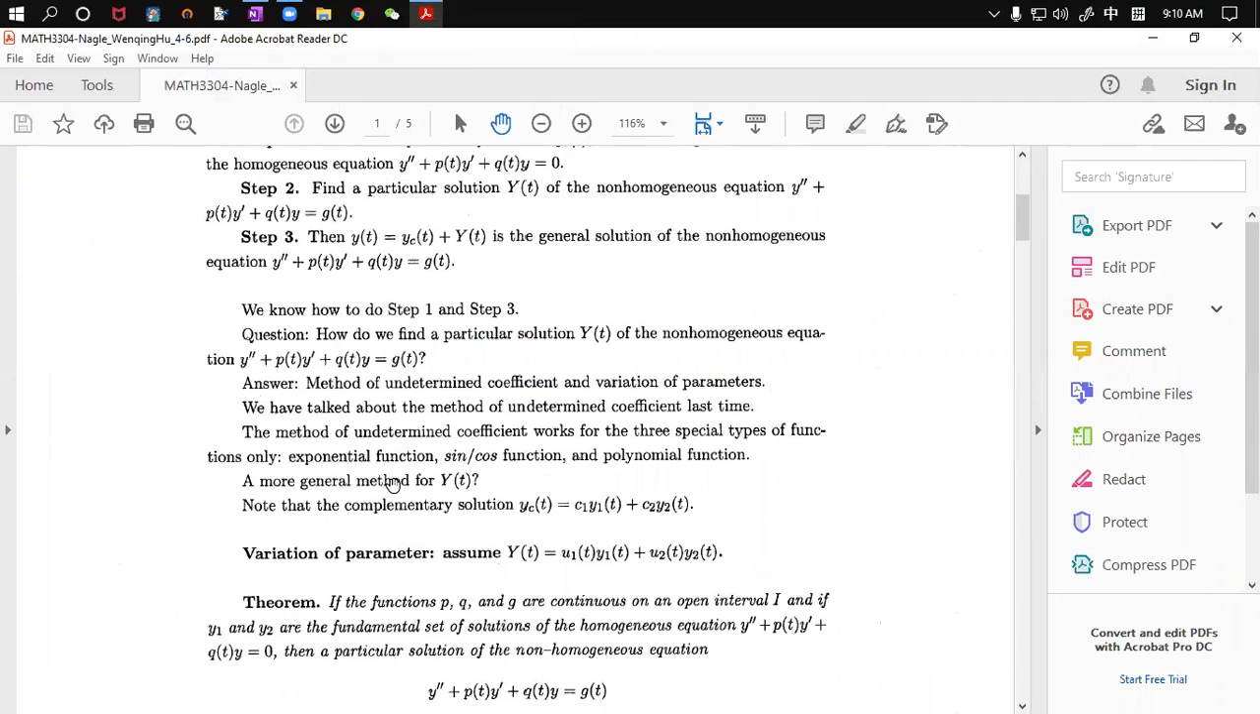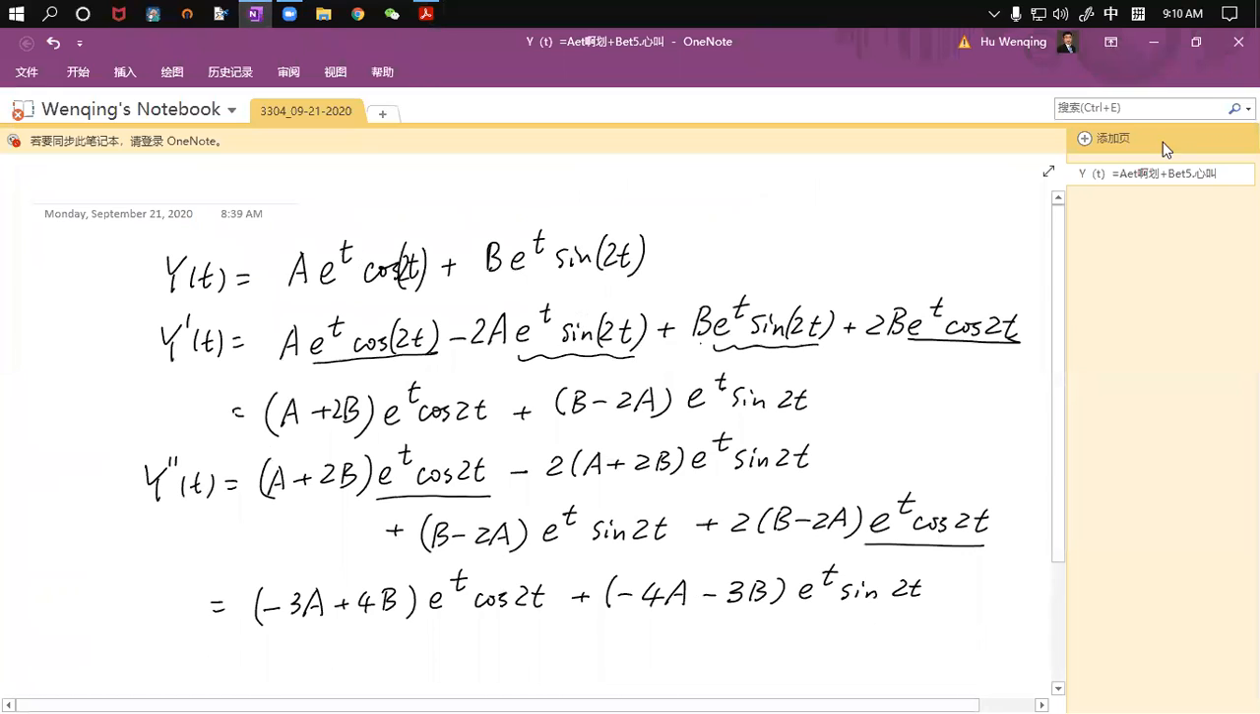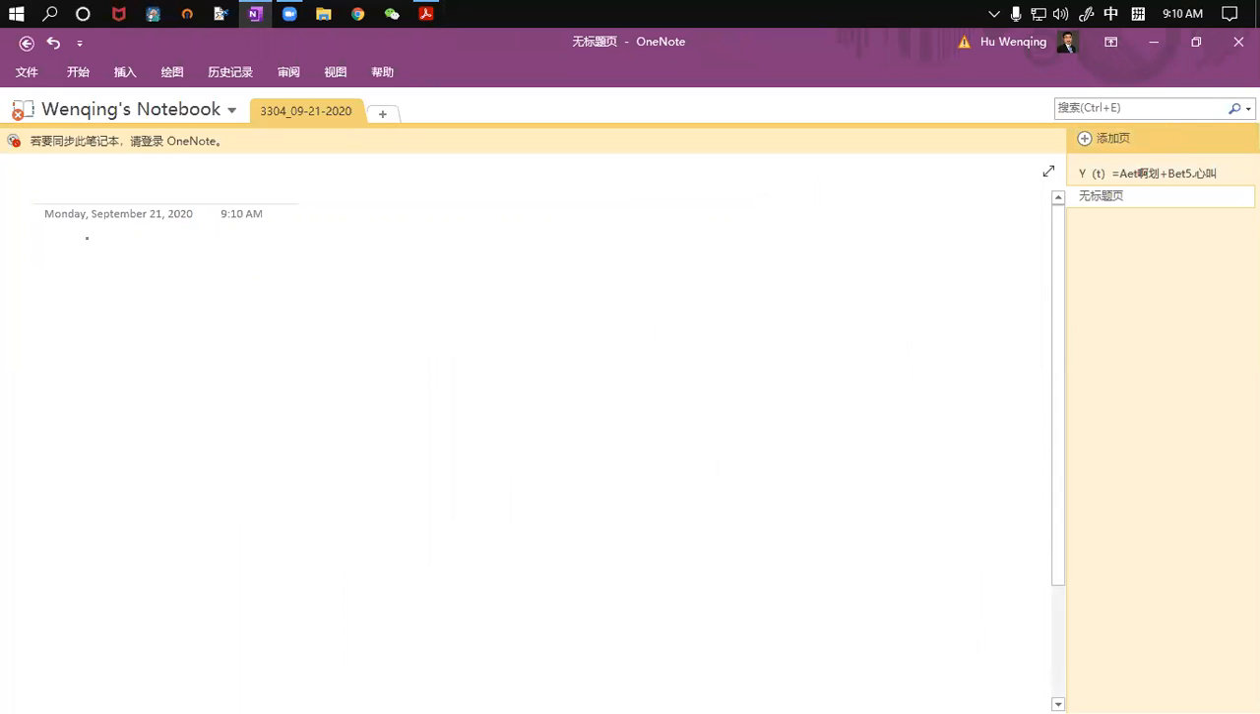Okay, so now today's lecture, we're going to talk about another method called variation of parameters. Variation of parameters is another method of finding particular solutions. So first of all, both methods are used to find particular solutions. That's very important.